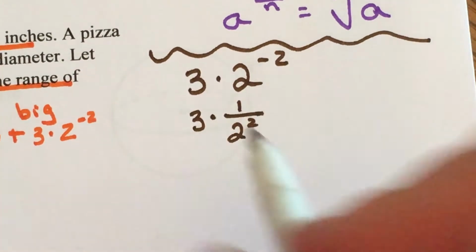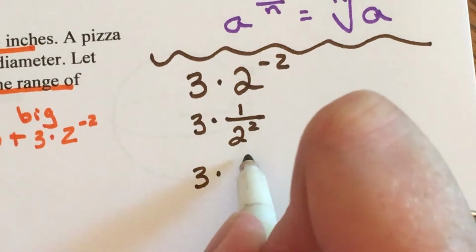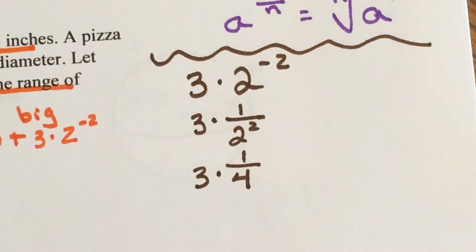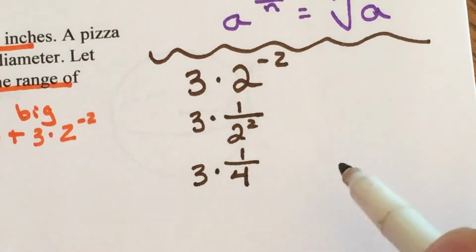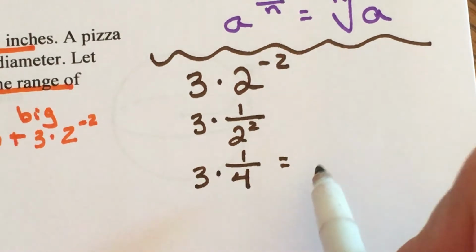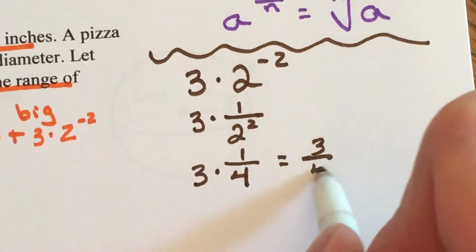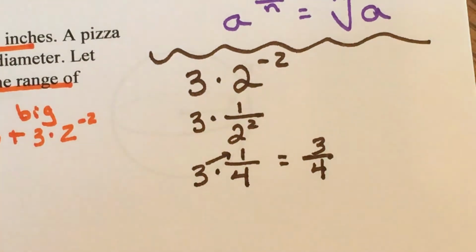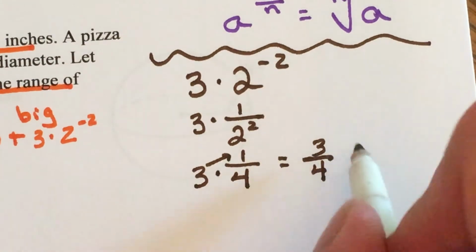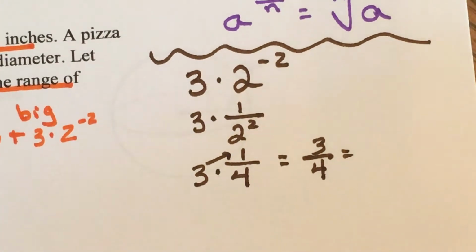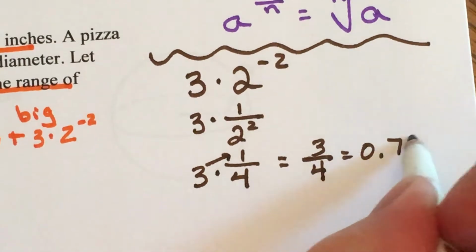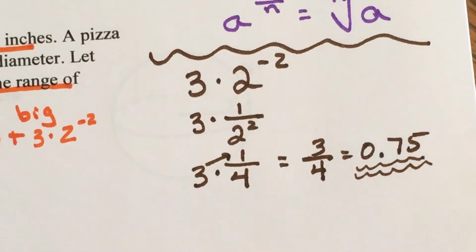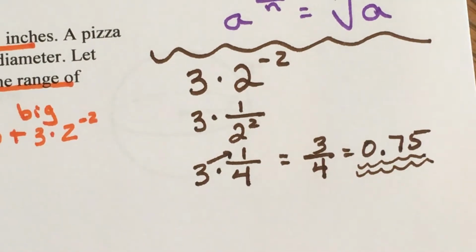What is 2 squared? 4. This is 1/4. Okay. What is 3 times 1/4? Yeah, it's 3/4. And then if I were to write 3/4 as a decimal, what's 3/4 worth? Yeah, 75 cents. So this is our acceptable amount of adjustment.